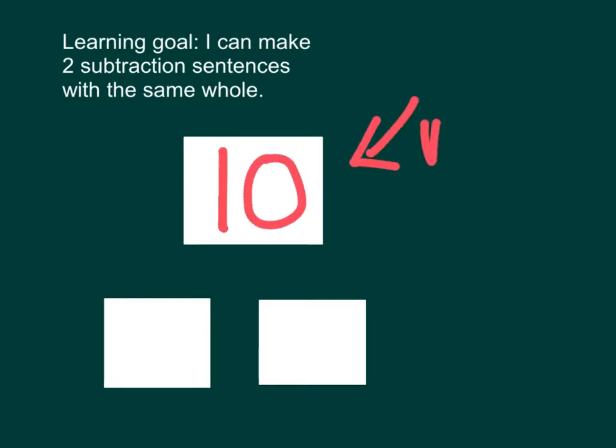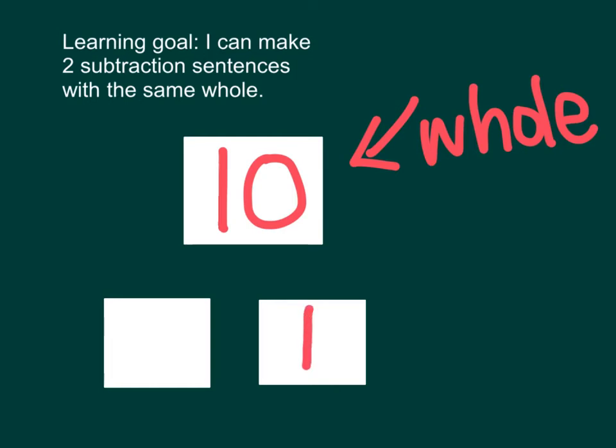I'm going to write the word whole here, which makes me think of a whole pizza or a whole pie. That means how many slices do I have all together? My part is 1. So I have one part and I'm missing the other part. We're going to be able to make two subtraction sentences using this same family today.